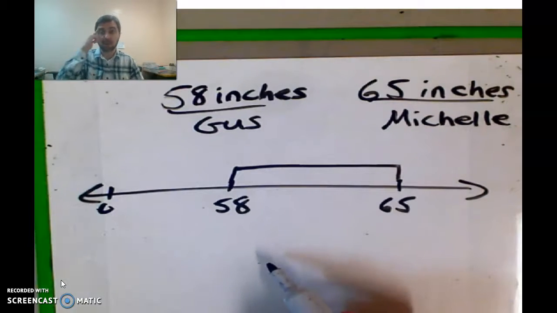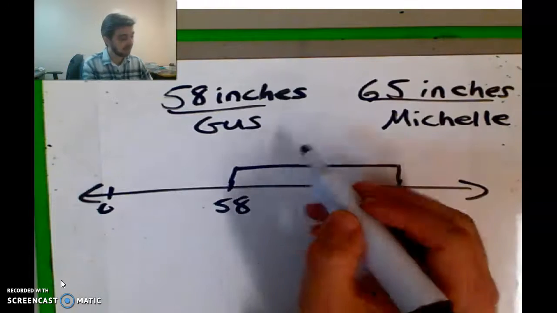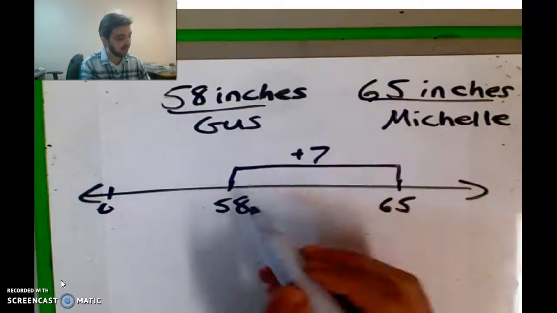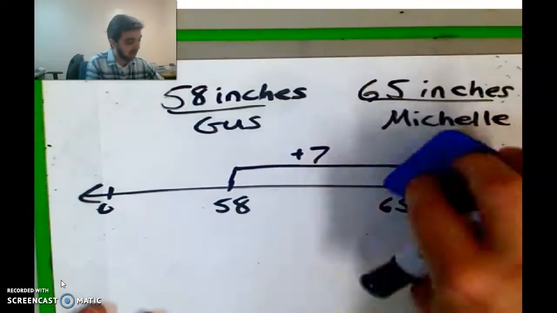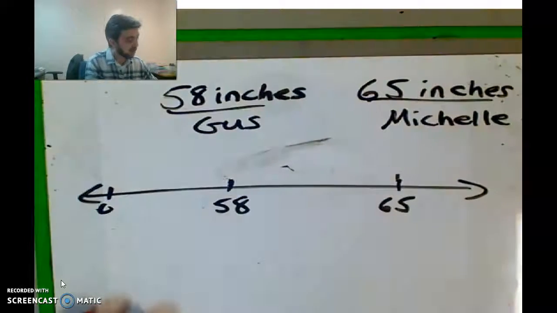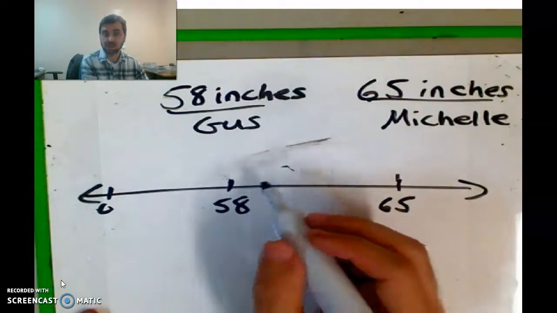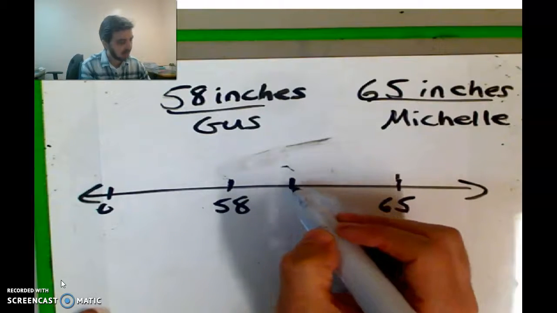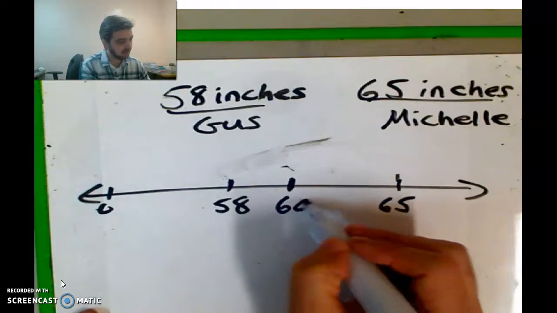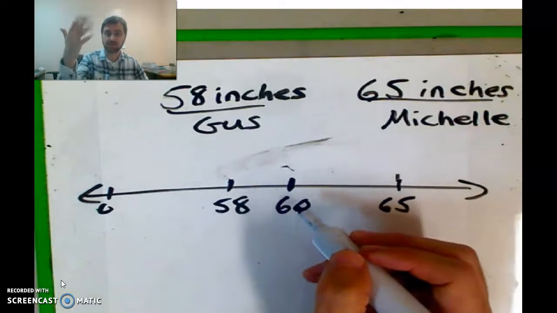Now maybe you just know that, okay? Because the answer is 7. Because if you go 58 plus 7, you end up at 65. But maybe you don't know that. So what you could do, in your head or on a number line, is think, all right, well, remember, we want to use tens. So 60 is a 10, right? 10, 20, 30, 40, 50, 60.